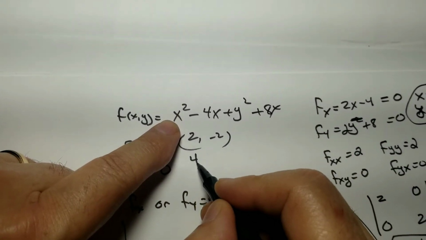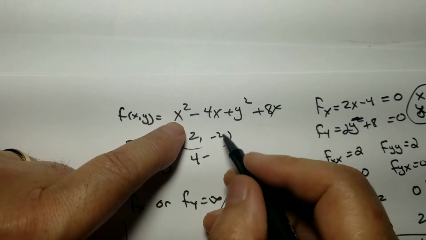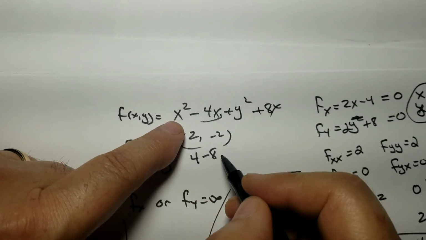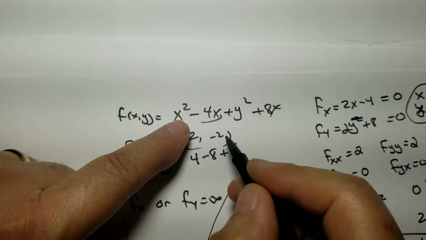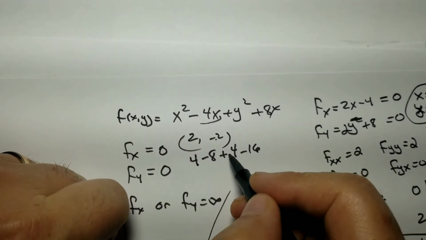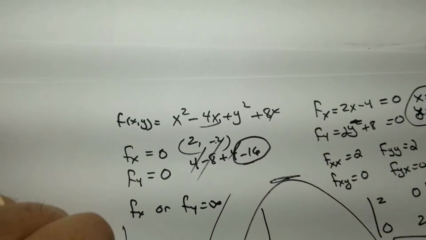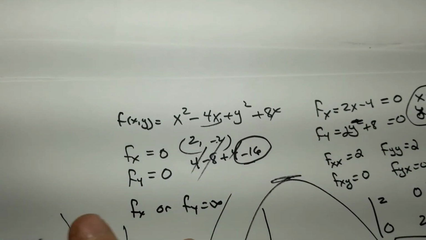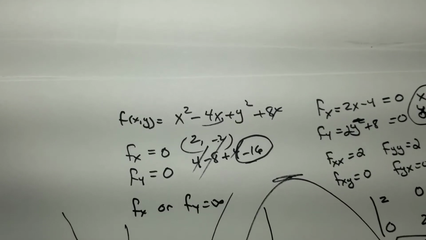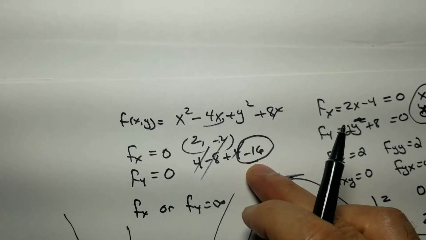Therefore, if I put right here 2 and a negative 2 for x and y, which is 4, minus 8, plus a 4, minus a 16, that's 8, 0. The lowest value taken from any ordered pair, from heaven to hell, the minimum value is negative 16.